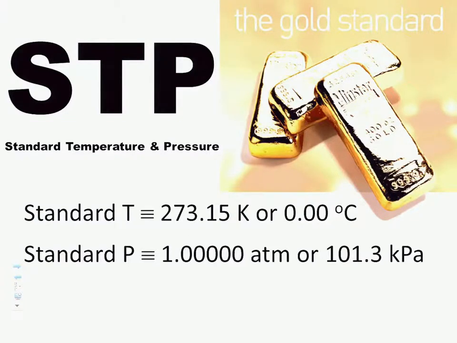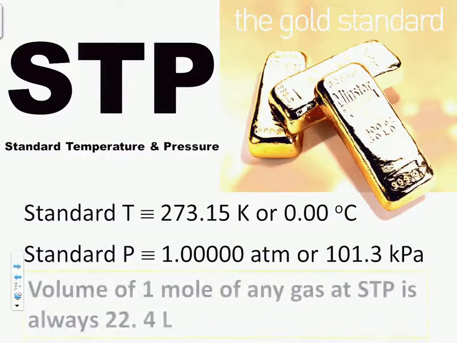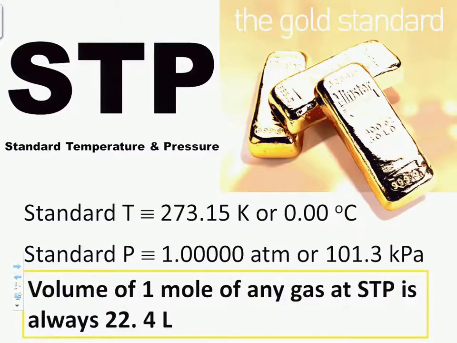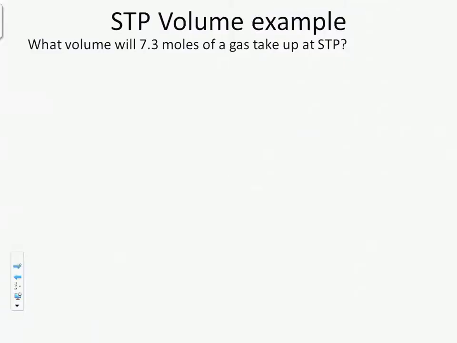What's really cool about standard temperature and pressure is if you have any gas at standard temperature and pressure, its volume is always 22.4 liters. Why this is cool is if you have 1 mole of a gas at STP, its volume is 22.4. If you have 2 moles of a gas at STP, guess what its volume is? 44.8 liters. Okay, and it just keeps on going up and going down proportionally. So what that lets you do is if you know the temperature and the pressure is standard, it allows you to figure out its volume just using this relationship.